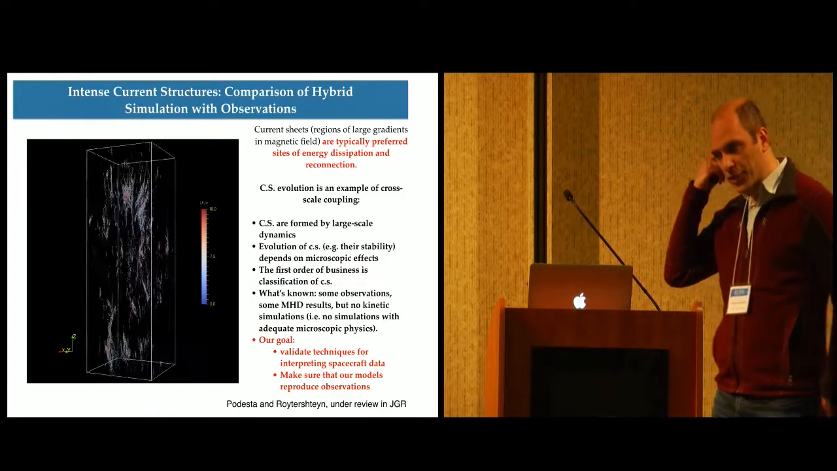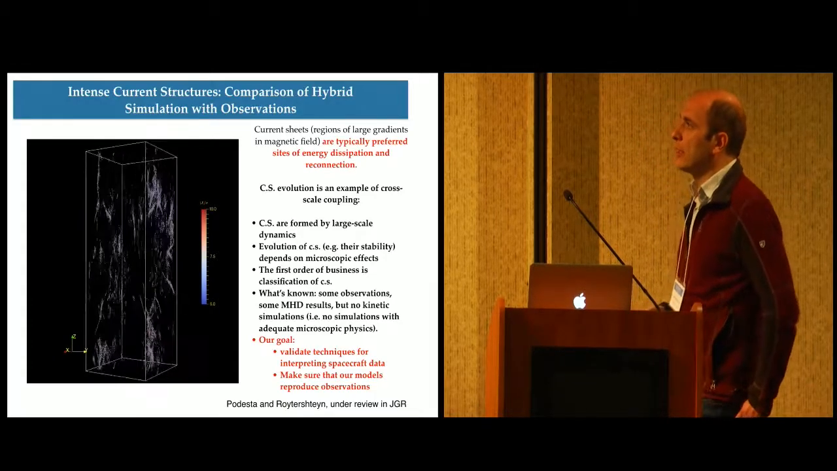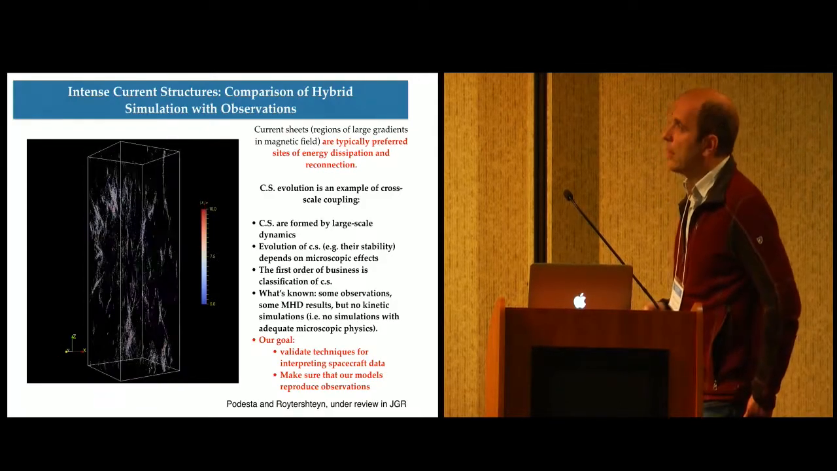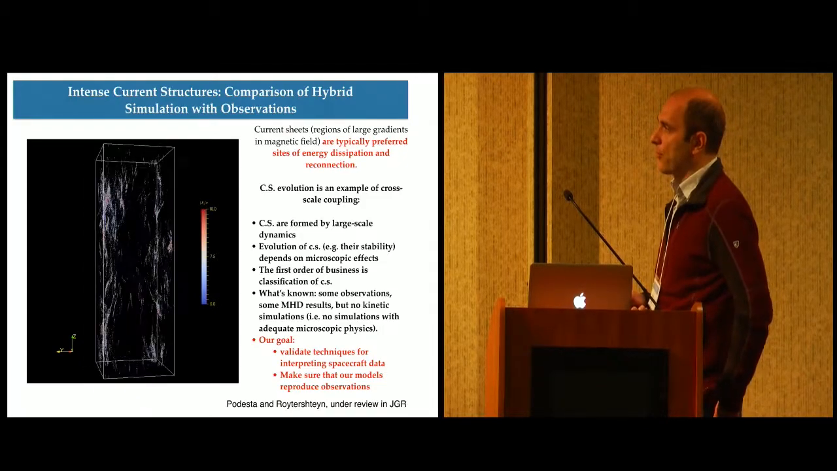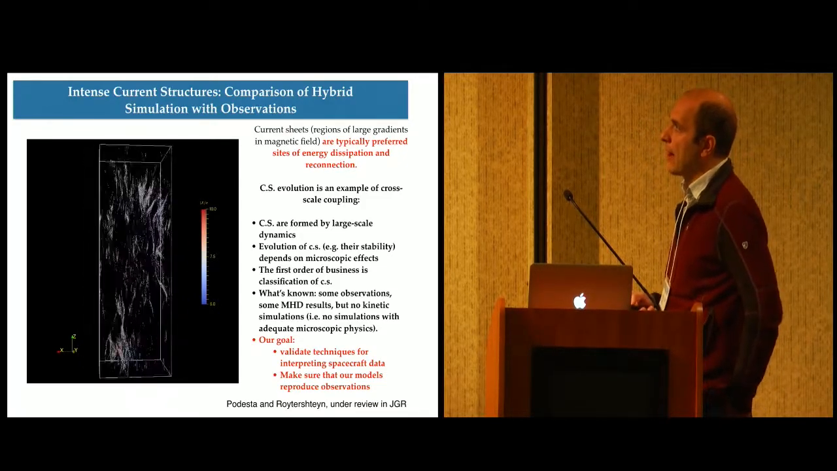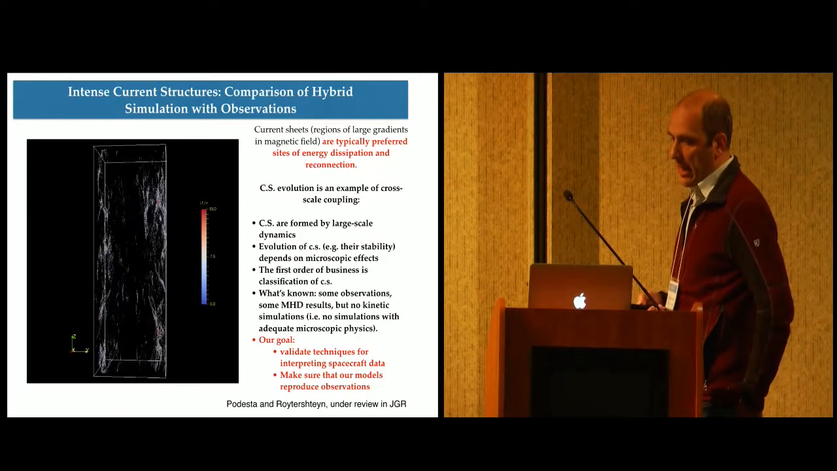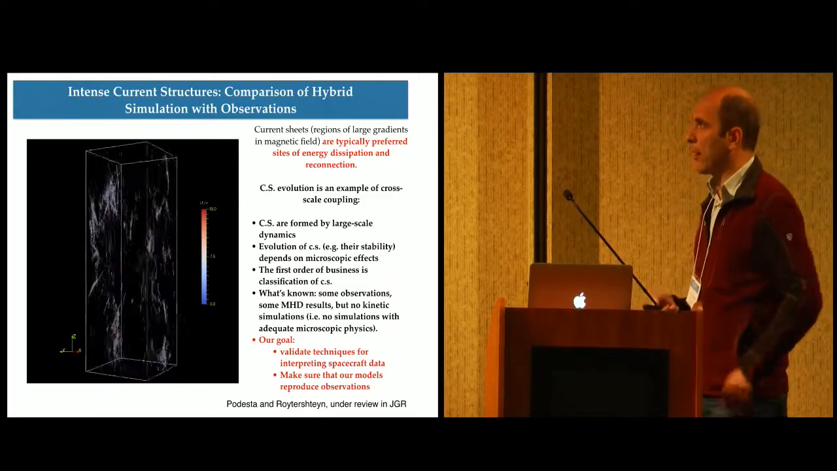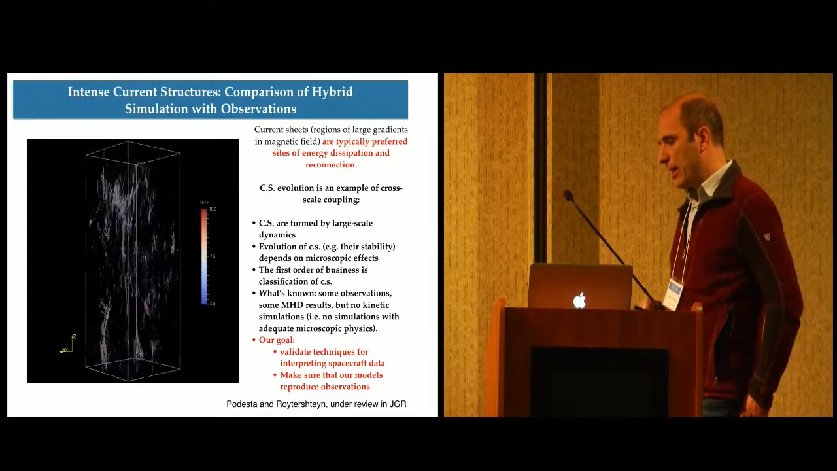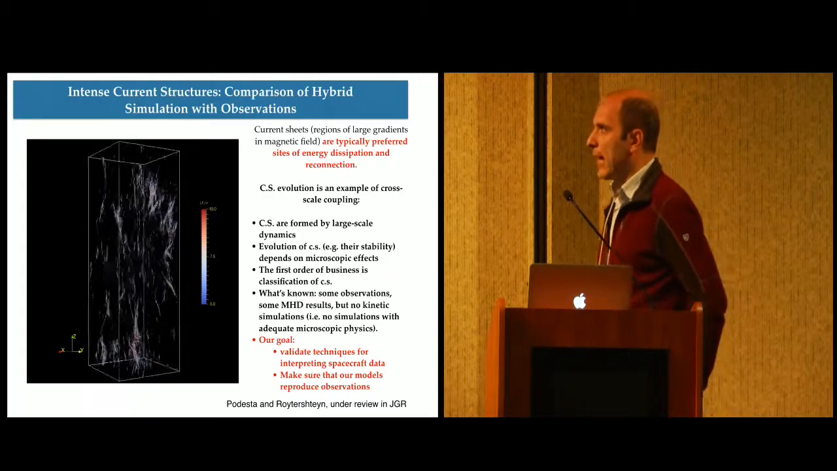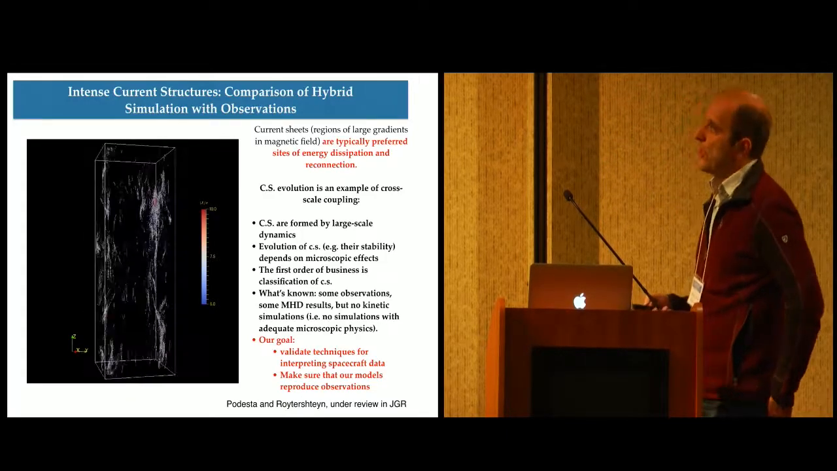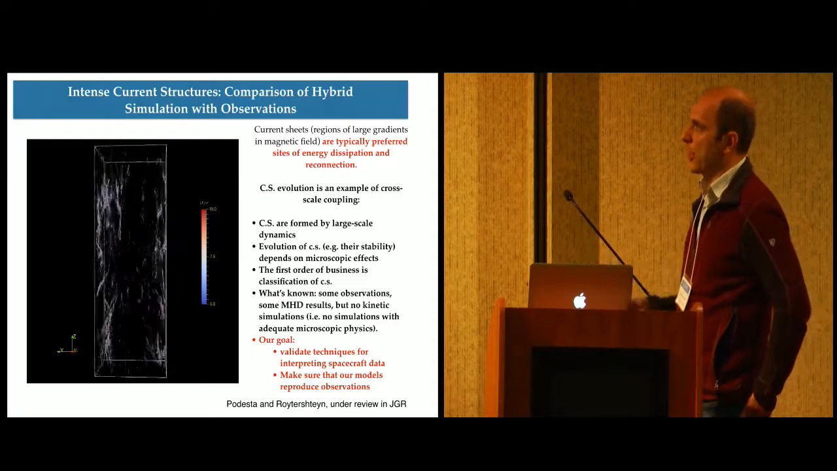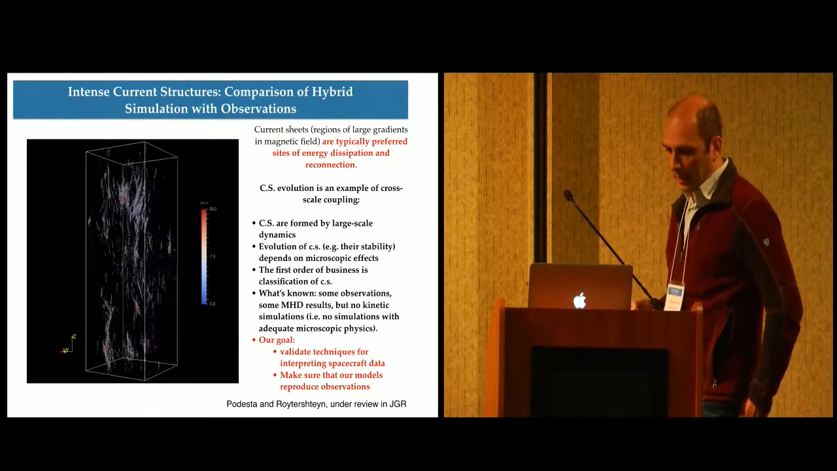Current sheets are basically regions where the gradients of the magnetic field are large, and those are preferred sites for the energy dissipation, the process that we're interested in. Evolution of current sheets is an interesting example of cross-scale coupling. They are formed by the large-scale dynamics, but how they evolve in time likely depends on the microscopic physics. So if you want to do this problem accurately, you need a model that's capable of accurately describing both large scales and small scales, and that's what we're trying to do here.